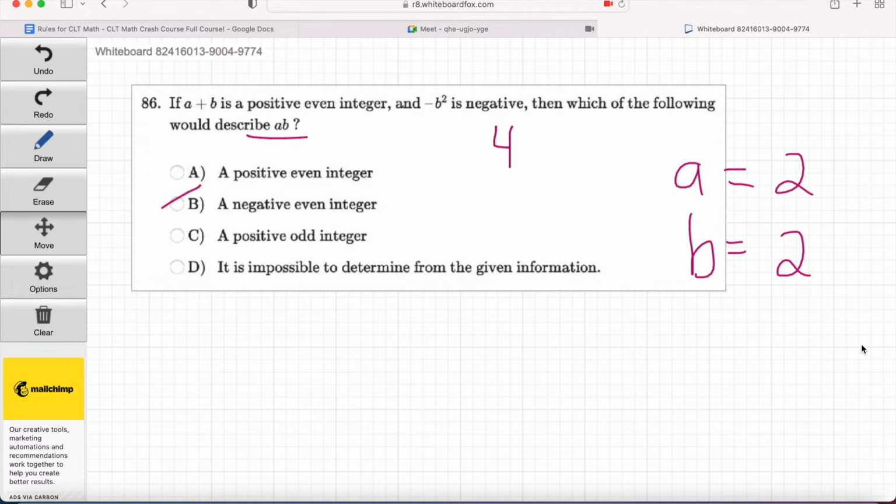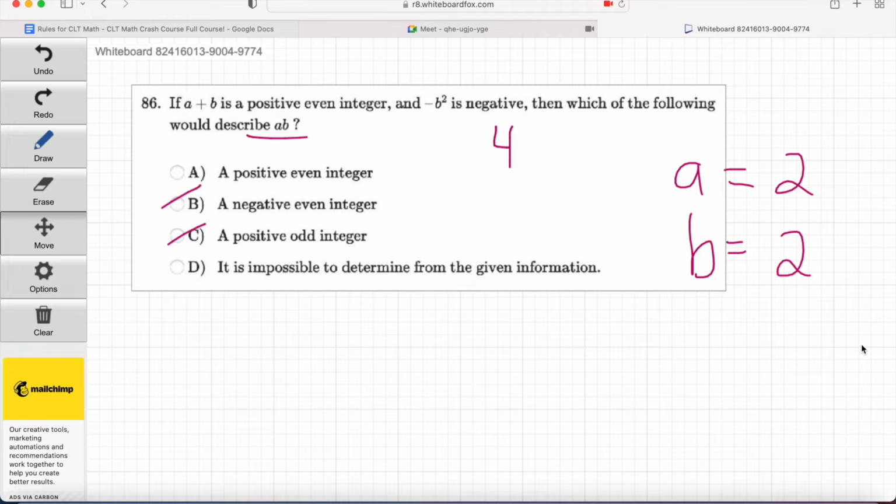What about C? It can't be odd either. At least it's not odd here, so it doesn't have to be true. And then go to read D for me. It is impossible to determine from the given information. Oh, this is my least favorite answer choice, because here we've got to do some thinking. Because I can't get rid of D.